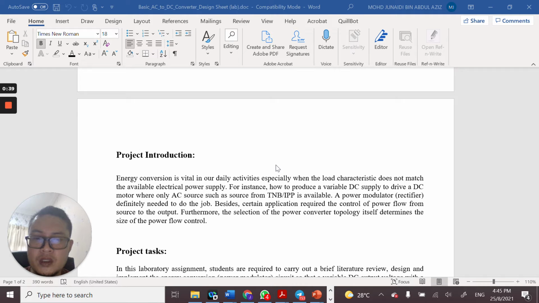if we need to, for example, produce a variable DC supply to drive a DC motor or maybe a battery charger for your handphone, but the only source available, for example, comes from TNB, and we know that from TNB or IPP, the available source is AC. So we need a rectifier, we need a converter to convert from AC to DC, to do the job, right?